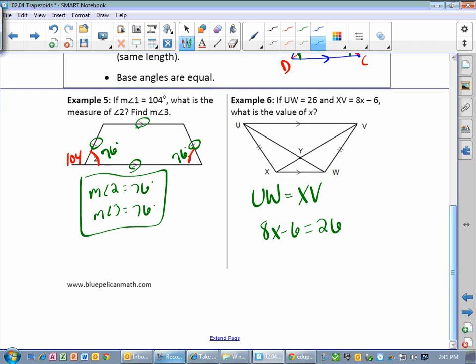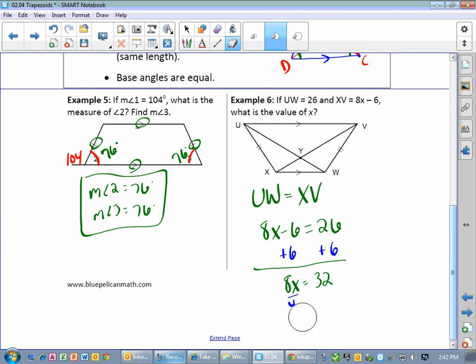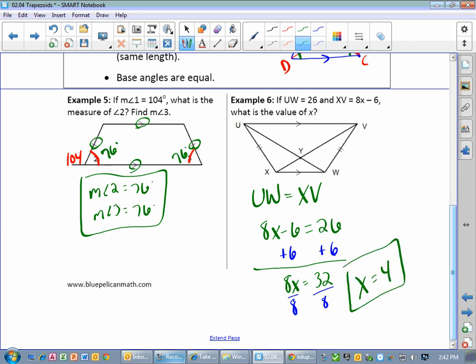So now we have a minus 6 out of place. How do I make minus 6 into 0? Add 6 to both sides. So we're left with 8x equals 32. Divide both sides by, not 4, by 8. And so we get our solution of x equals 4.